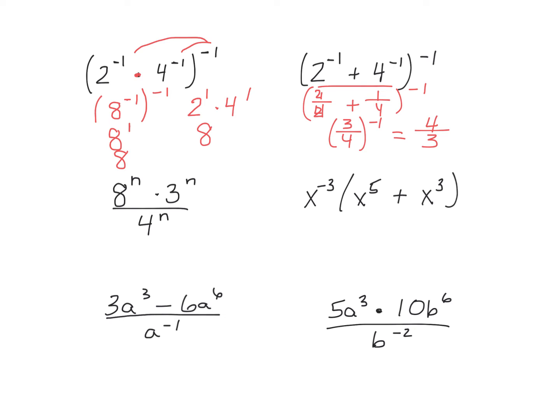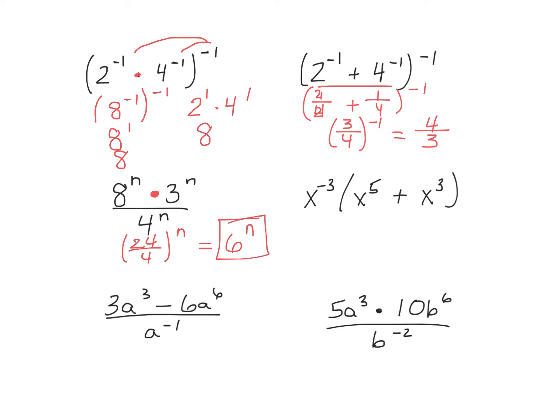This next example, you can see that we've got everything to the same power. Everything is to the n power. So I could combine those numbers. 8 times 3 is 24 divided by 4. I'm taking this all to the nth power. And 24 divided by 4 is 6. So I could simplify this to be 6 to the nth power. So that is a combined example of the power of a product and the power of a quotient.